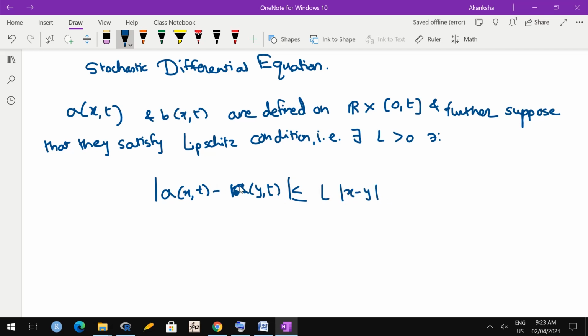So with respect to the first argument, they satisfy the Lipschitz condition, Lipschitz continuity, and mod of b(x,t) minus b(y,t) is less than or equal to L times mod x minus y. Now whether you have to have a common L, you can have different L's, but then you can take the maximum. So you can always have a common L. Okay.